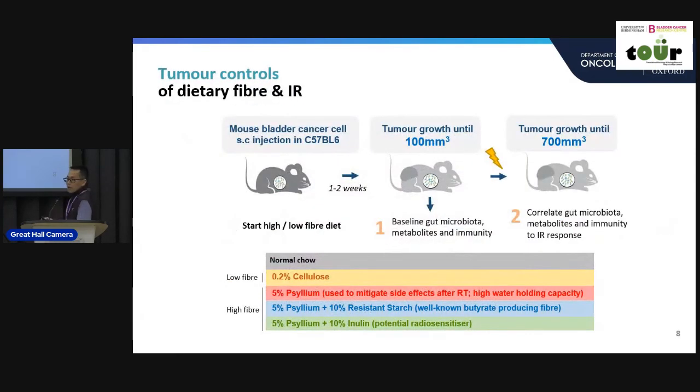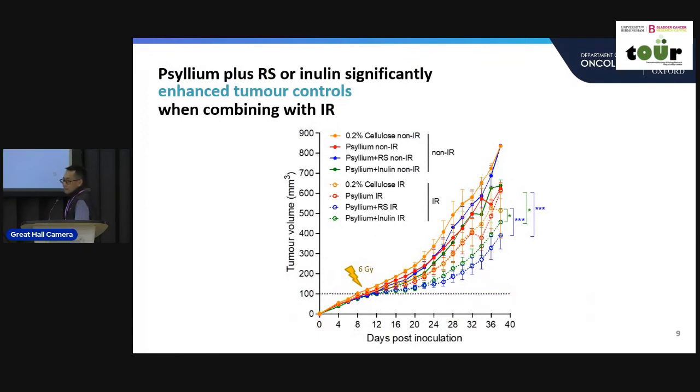So in the second cohort, to study the radiosensitizing effect of the fiber, when the tumor grew until 100 cubic millimeters, I gave them 6-gray ionizing radiation and monitored them out to 700 cubic millimeters. So this is the result, a bit complicated, but please follow me step by step. All the solid lines are non-IR control, and the dotted lines are irradiated mice. Again, orange is low fiber diet, and red, blue, and green are high fiber diet.